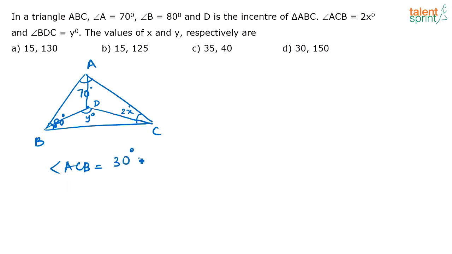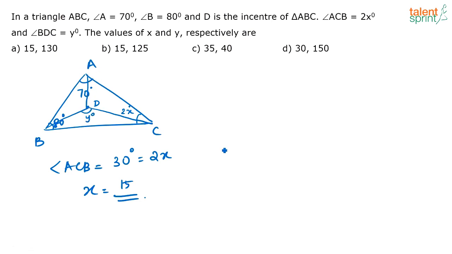Now this 30 degree is equal to 2x. So what is the value of x? 30 by 2, that is 15. Now next you have to find what is y. Again, to find the value of y, you use the same property of incenter. What was the property of incenter that we used? I think in question number 2, we used the same property. That is, the angle formed by any side at an incenter is always 90 degree more than half the vertex angle opposite to the side.